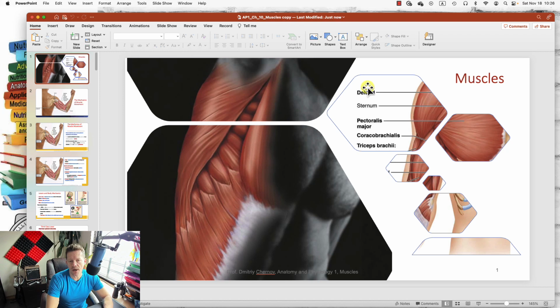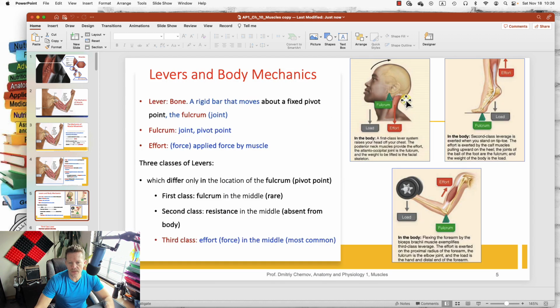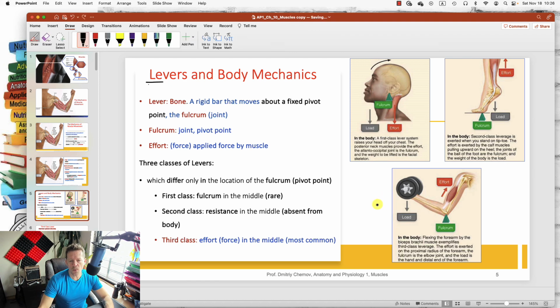Hi, today we're going to discuss levers in the muscular and skeletal system. There are three classes of levers: class number 1 lever, class number 2 lever, and class number 3 lever. When we discuss levers, there are three players.